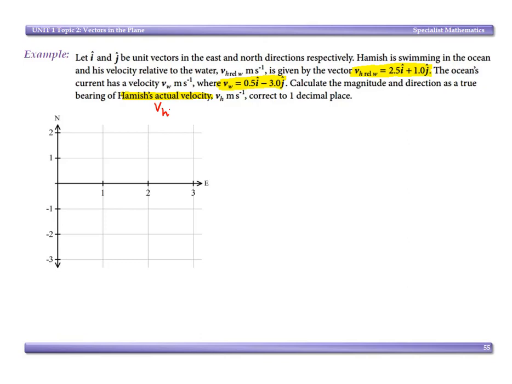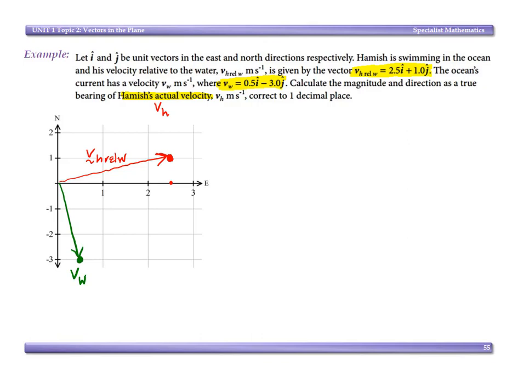So if we think about Hamish, 2.5i is here plus 1j. So that's the vector there. So this is the velocity of H relative to the water. When we're looking at the velocity of the water, that's 0.5i minus 3j, which is there. So this is the velocity of the water.